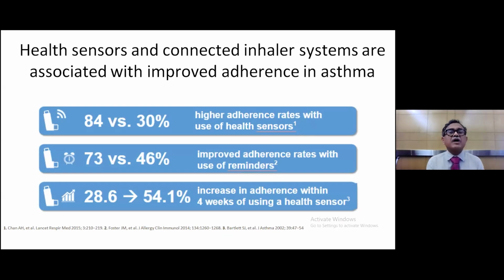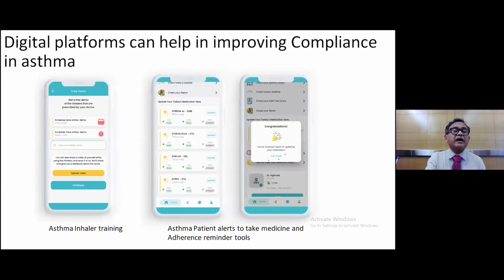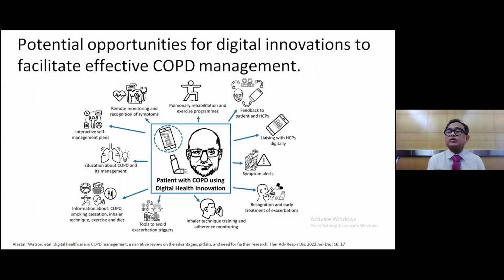And there is no doubt that in asthma the compliance and adherence improve significantly compared to the other ways we try to make the patient compliant. So the difference is very great. And digital technology, by teaching the patient, asthma alert training programs, asthma patient alerts to take the medicines, and adherence reminder tools is very important, and that can improve the asthma medications being taken properly.